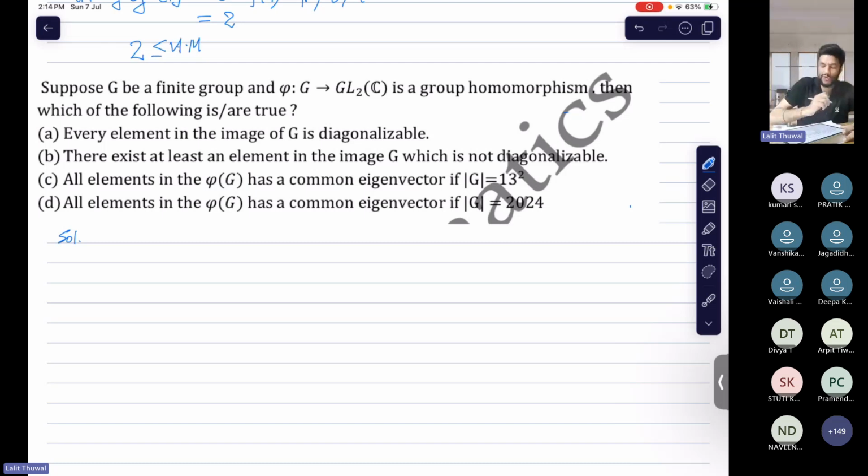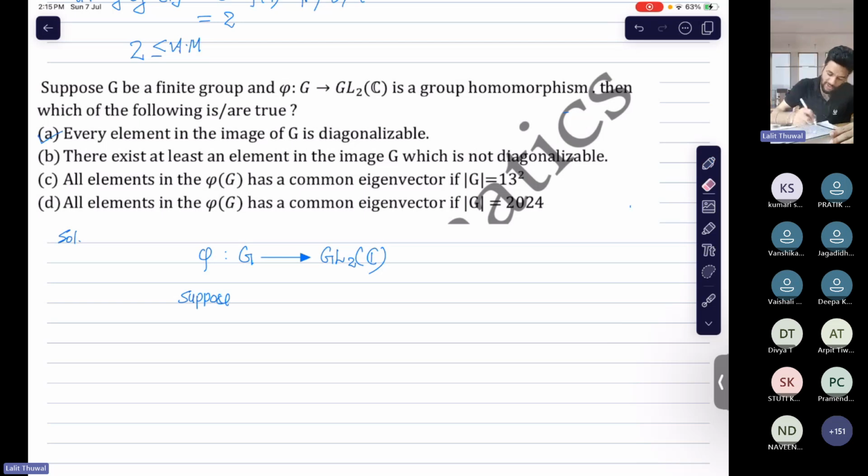Okay, so let me tell you the solution. Phi is a group homomorphism from G to GL2(C), it is given to us, right? Every element in the image of phi... let's solve it option by option.